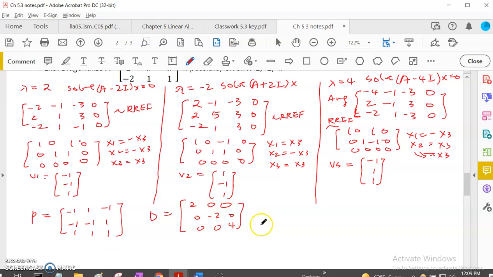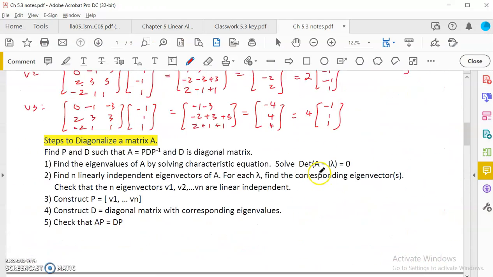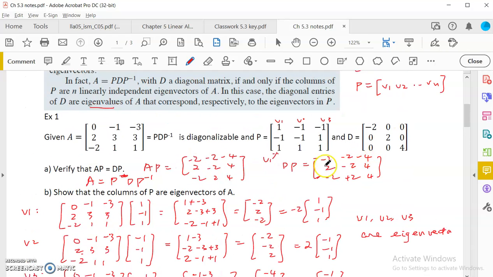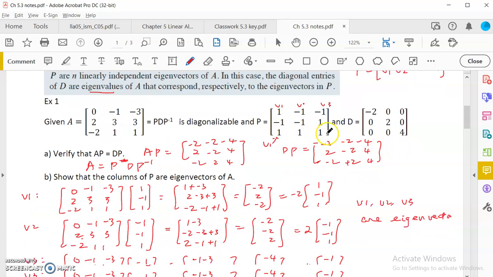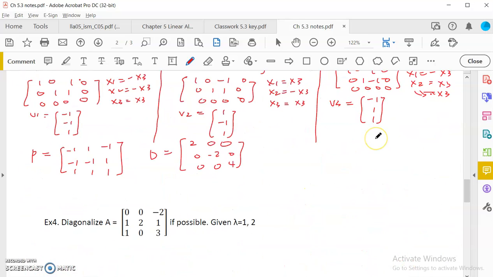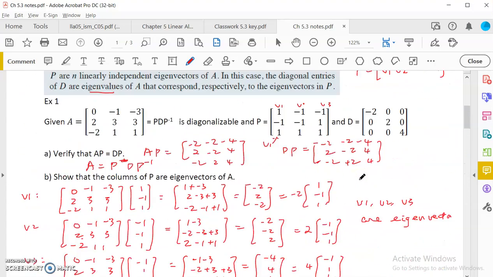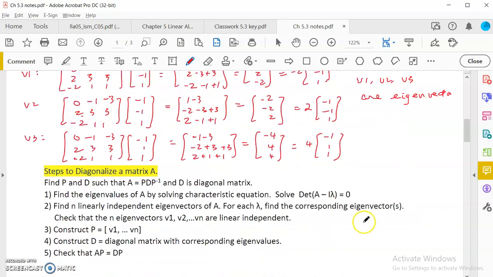So I should do a checking of AP and PD, but I actually did it already here, right? AP, this is what I got: negative 2, 2, 4, 1, negative 1, negative 1. Yeah, so this is just to confirm what I did. And if you want to, you can check AP is equal to PD. Because both of them, according to the last example in the last video, I have negative 2, negative 2, negative 4.